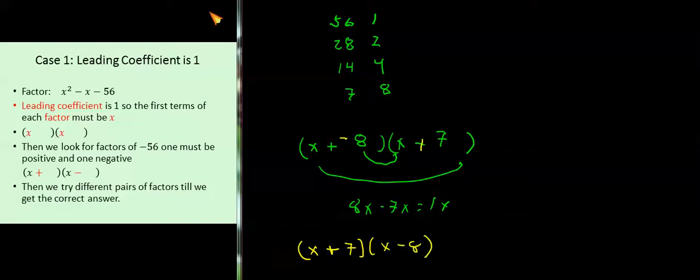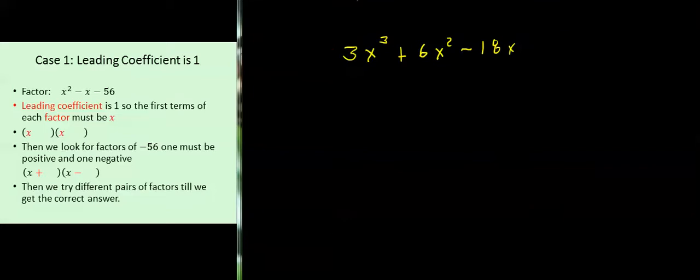All right, let's do a couple more. All right, here's our next one, 3x cubed plus 6x squared minus 18x. Always look for the greatest common factor. My greatest common factor in this case is 3, because 3 goes into 3, 6, and 18. And since I have 3 factors of x, 2 factors of x, 1 factor of x, each of them has at least 1x, my greatest common factor is 3x.